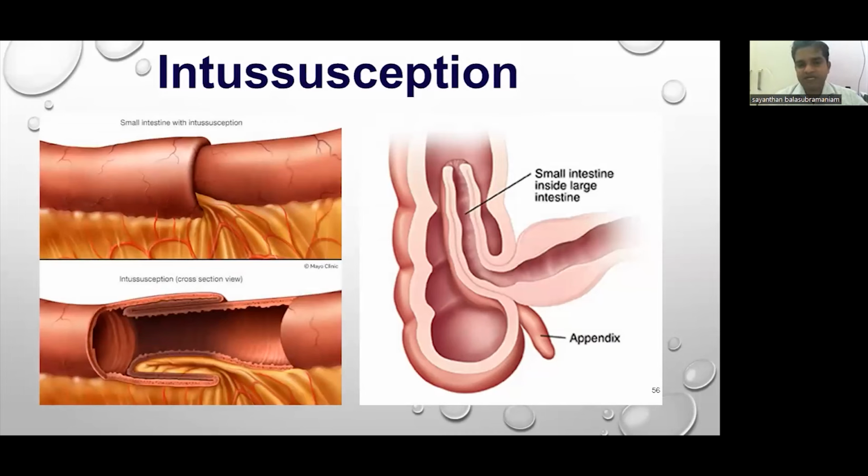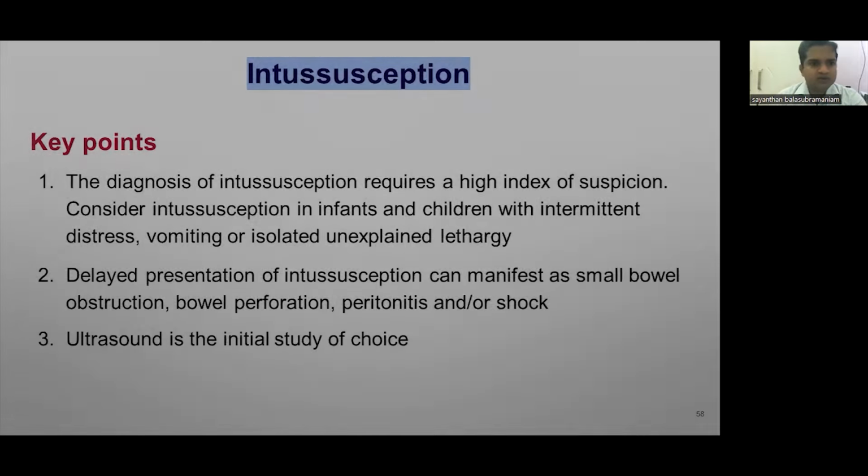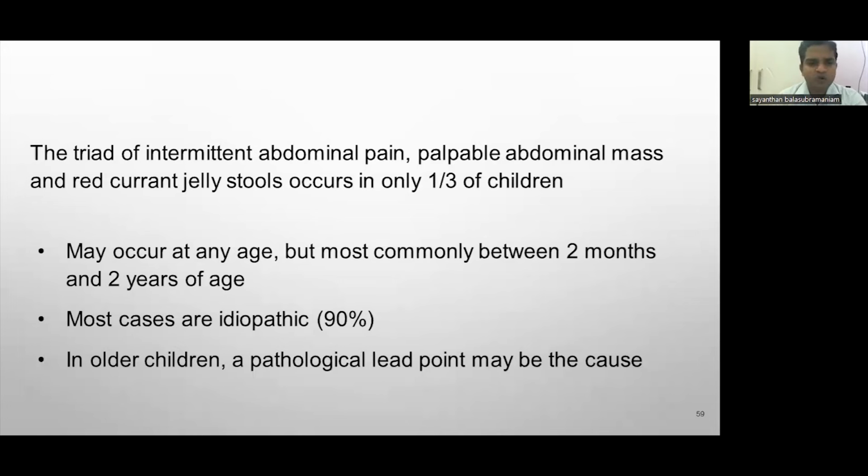This is intussusception, telescoping of the bowel. You see, the distal limb is in this area, and this is the proximal limb. This telescoping is what is happening. This is called intussusception. Commonly, it happens in the ileocecal region. An important thing you need to know: this may occur between 2 months and 2 years of age, but commonly it happens within 6 to 12 months, maybe around 1 year.